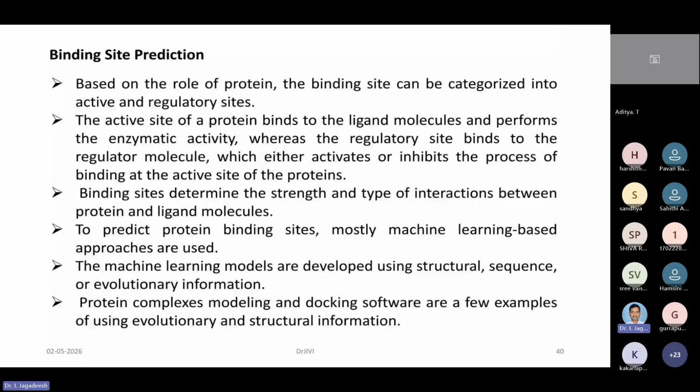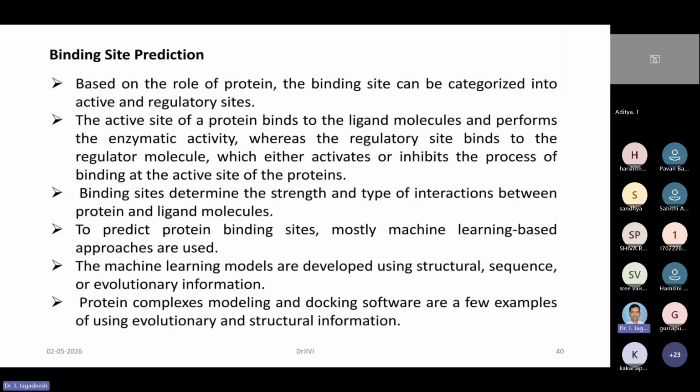So it tends to have an antagonistic and partial agonistic effect. So these binding sites determine the strength and the type of interaction between the protein and ligand molecule. Both regulatory and active sites are very much critical.